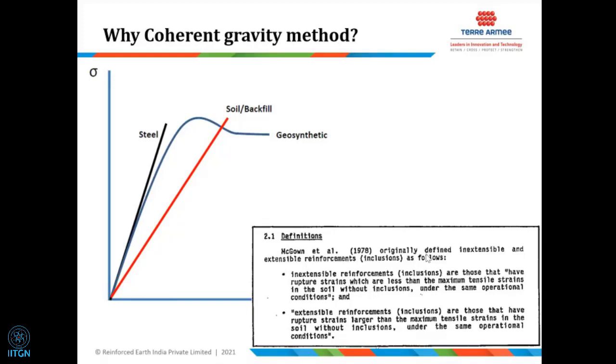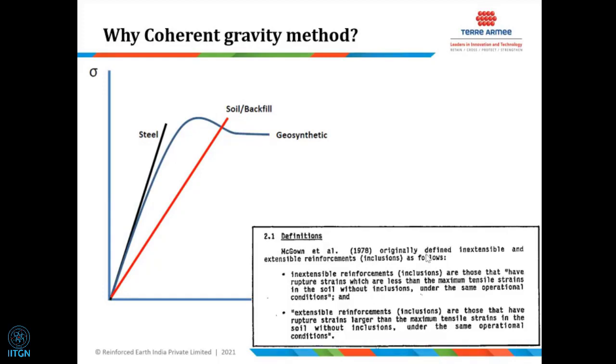The definition of inextensible reinforcement is quite different in different guidelines. This is the extraction from one of the references given by McGown, that inextensible reinforcements are those that have rupture strains which are less than the maximum tensile strain in the soil without inclusion. So it's related with the soil strain rather than the strain percentage of the reinforcement. But the 1% reference has come from British, which is also very close. I mean, a little conservative, I would say, but very close to what this definition is about. So if you see, don't try to scale this graph.